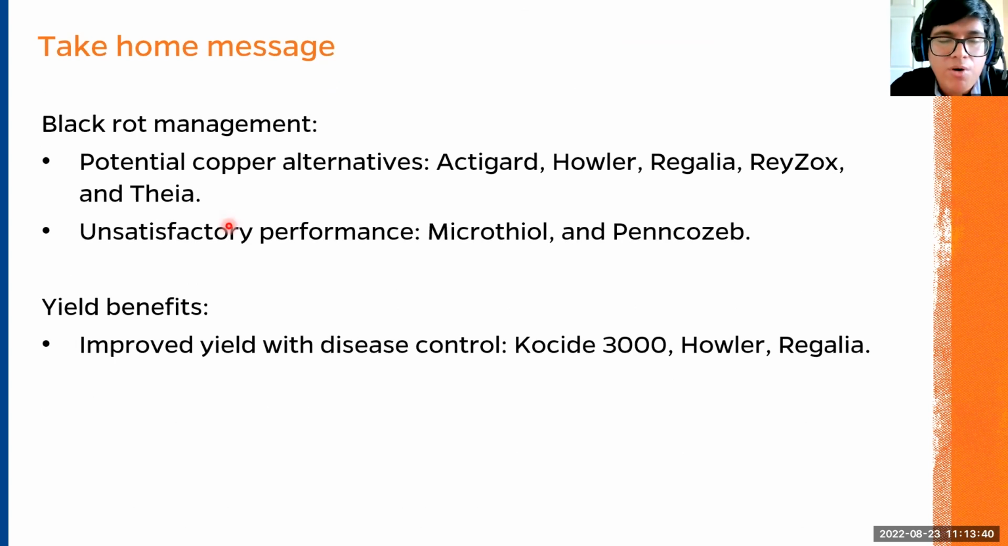So the take-home message that I want to give you after you listen to all these trials is that for the black rot management, we have identified some potential copper alternatives, such as Actigard, Howler, Regalia, Razux, and Theia. But we also have unsatisfactory performance coming from Microthiol applied alone or in mixtures, or when we only apply Pencozeb alone. Also, when we combine the improvement in the yield and the disease control, the best products that we found were COSI 3000, Howler, and Regalia.